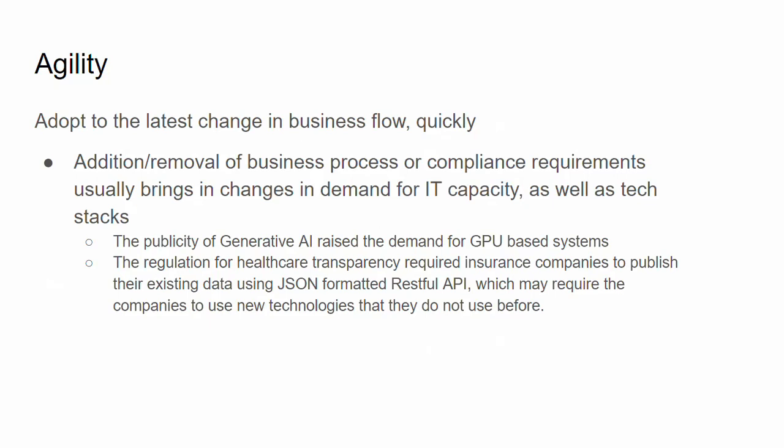But things change, right? Addition or removal of a business process happens all the time, and compliance requirements change all the time. These will bring in change in demand for IT capacity as well as the technology stacks. For example, just generative AI. Before OpenAI published its ChatGPT, who would imagine everybody starting to use some kind of GPU? But once it becomes apparent that everybody is talking about it, everybody starts buying GPUs, which pushes the stock price of Nvidia up to the roof.